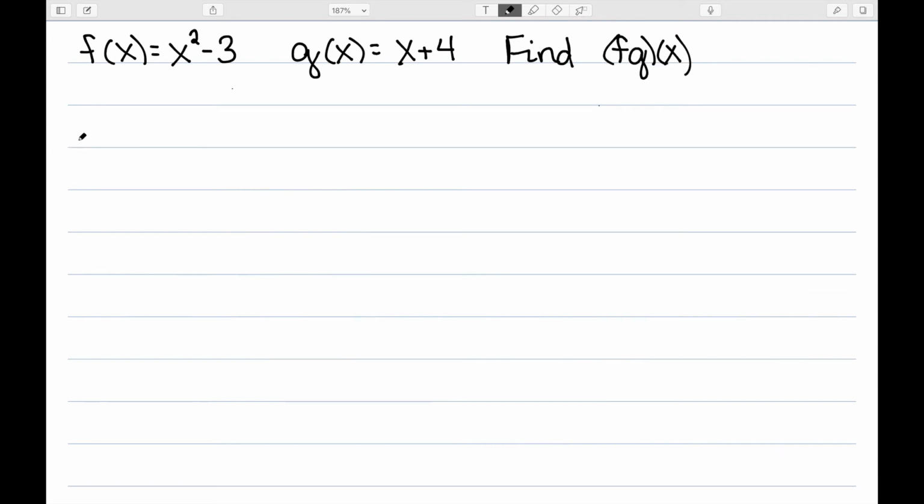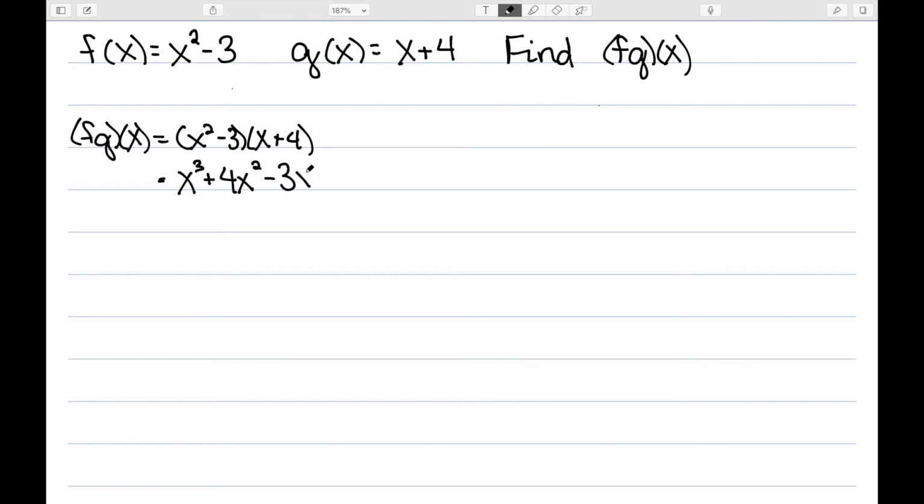The next one I want to find is fg, the product. So for this, I multiply f, which is x squared minus 3, times g, which is x plus 4. This would give me x cubed plus 4x squared minus 3x minus 12.